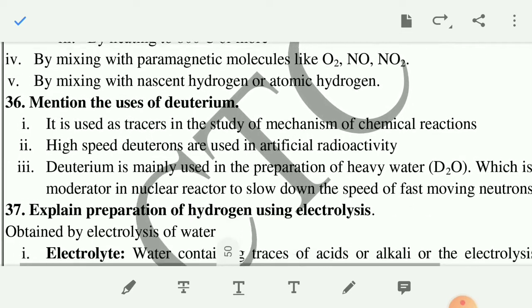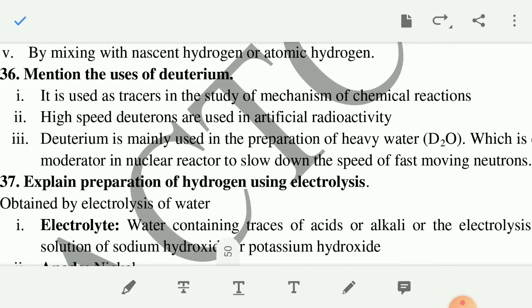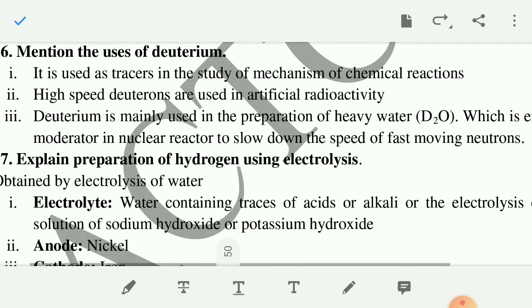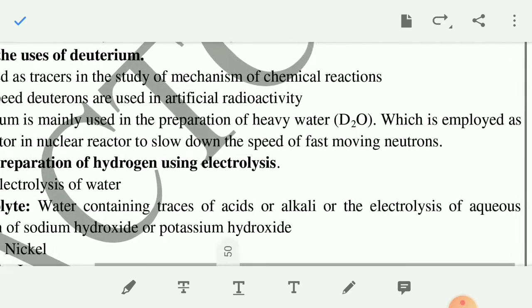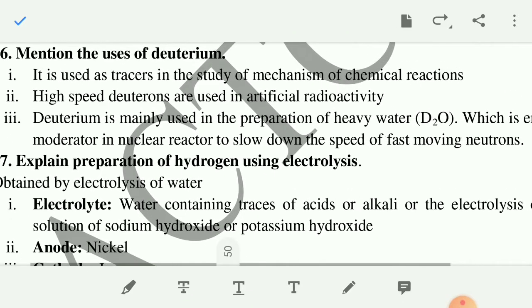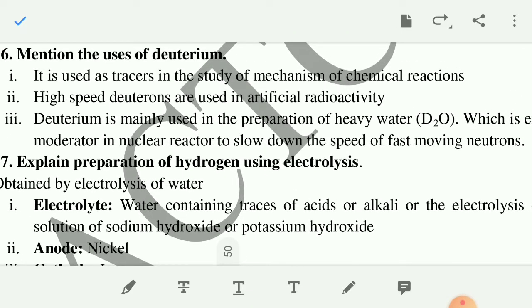The next question, mention the uses of deuterium. First point, it is used to trace and study the mechanism of chemical reactions. High speed deuterons are used for artificial radioactivity. Deuterium is mainly used for the preparation of heavy water, which is employed as a moderator in nuclear reactors to slow down the speed of fast moving neutrons. These are the uses of deuterium.